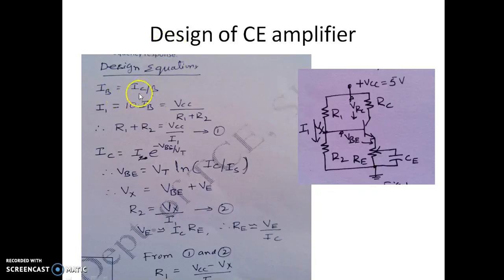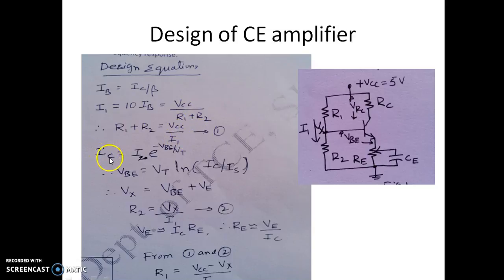These are the design equations used for this circuit. IB is the base current, which is equal to the collector current divided by beta, the current gain constant. The current flowing from VCC to ground through R1 and R2 is named I1, which we assume to be 10 times IB. Neglecting the base current, we write the expression for I1 as VCC by R1 plus R2. So using this equation, we can write R1 plus R2 is equal to VCC by I1.